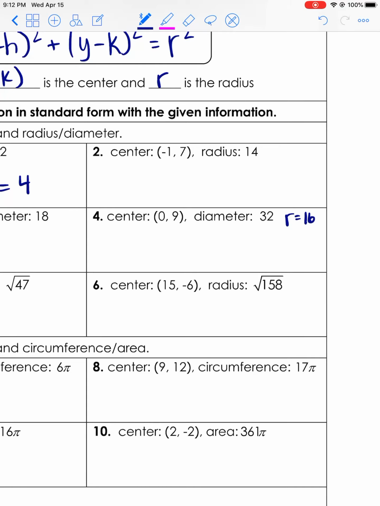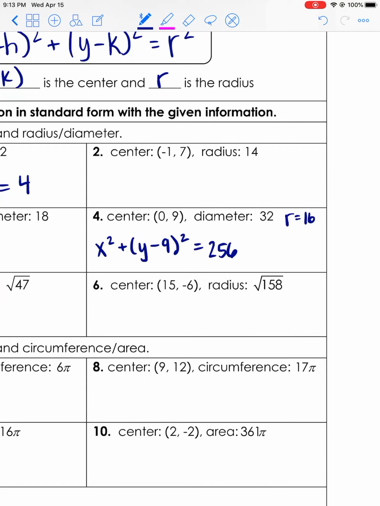Here we have a center of (0, 9), meaning it would be x minus 0 squared, which is just x squared. We talked about that yesterday. Plus y minus 9 squared equals the radius squared. So that is 16 squared, which I don't know off the top of my head, so I am just going to square it. 256, I should have known that. And that is it.